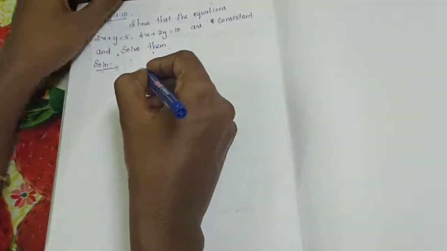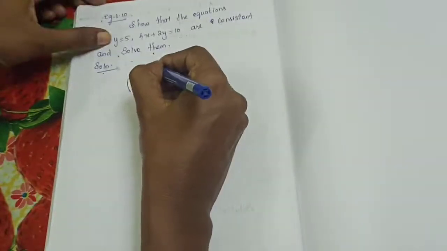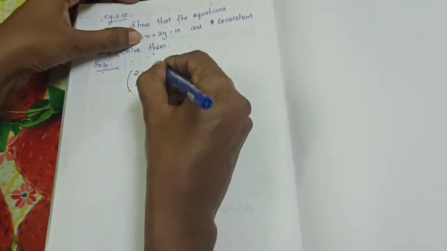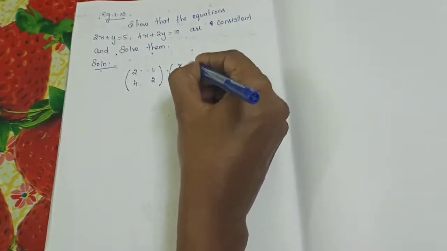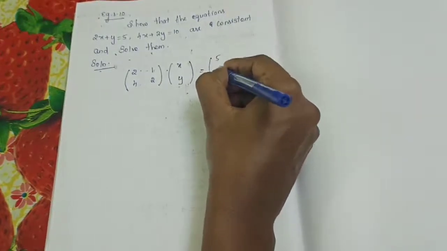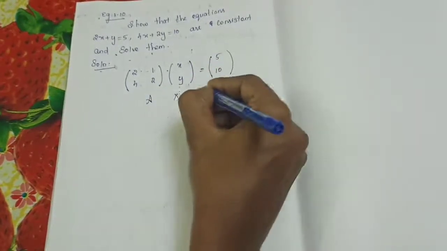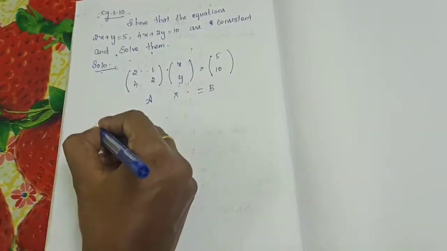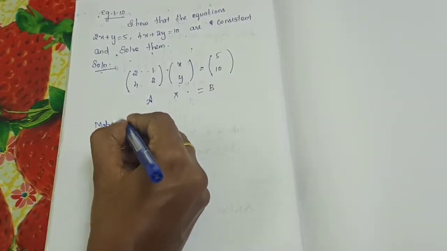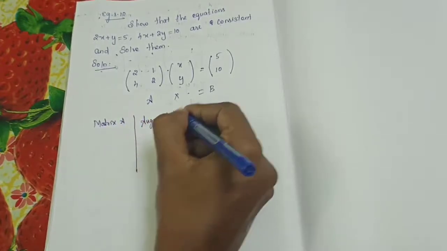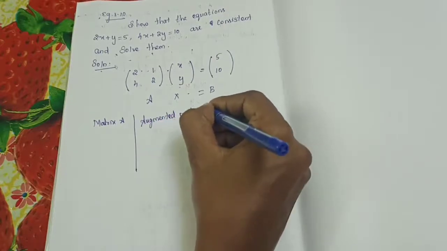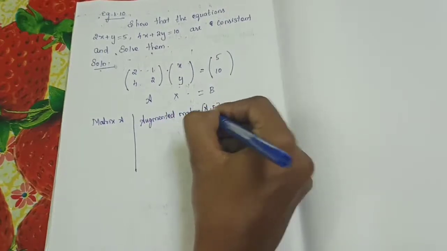Okay, solution. First I am going to write it in the form of AX is equal to B. So the matrix 2, 1, then 4, 2. How many unknowns are there? 2 unknowns are there. Then x, y is equal to 5, 10. This one you know, is it right? So AX is equal to B. Then next one, matrix A. Then next one is the augmented matrix A comma B.